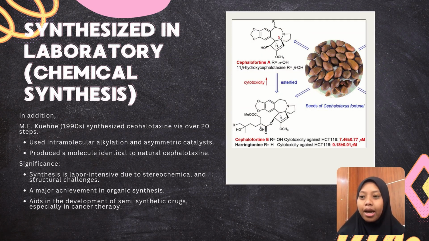In addition, M. E. Kuehne in the 1990s synthesized cephalotaxine in over 20 steps, using intramolecular alkylation and an asymmetric catalyst. It also produced a molecule identical to natural cephalotaxine. The significance is, first, the synthesis is labor intensive due to stereochemical and structural challenges; second, it is a major achievement in organic synthesis; and the last one is that it aids in the development of semi-synthetic drugs, especially in cancer therapy.